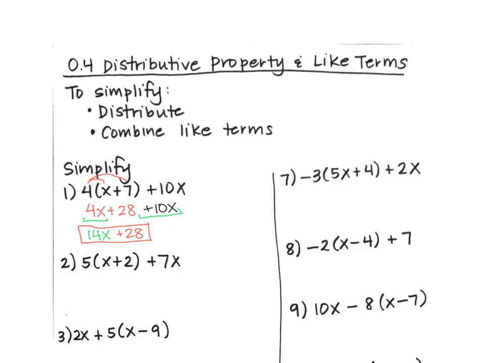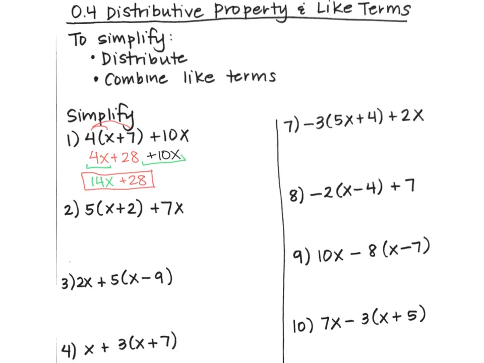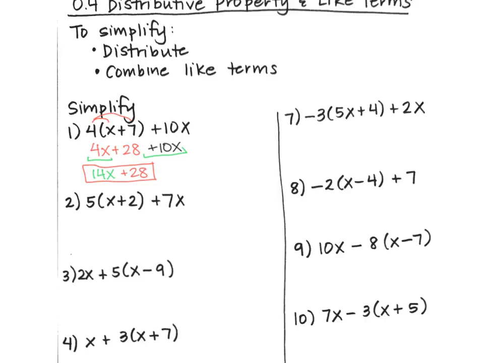Okay, if you feel confident, go ahead and copy the second one and try it on your own. Pause, and then check answers with me. Okay, for number 2, I see parentheses again. So I'm going to go ahead and distribute here and here. 5 times x is 5x. 5 times 2 is 10. And then that plus 7x at the end that was hanging out is going to be brought down.